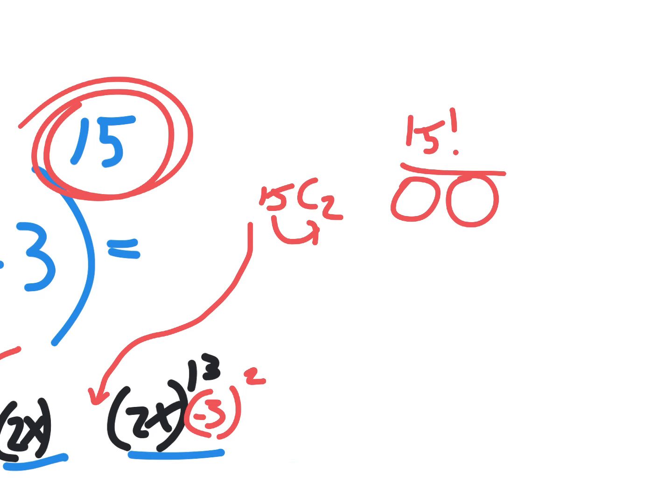15, what do you do with the 15 to figure out something to put on the bottom? You subtract it by the 2. Yep, so 15 minus 2, and then multiply that by another... 13 factorial with an extra 2 factorial. You are correct, sir.